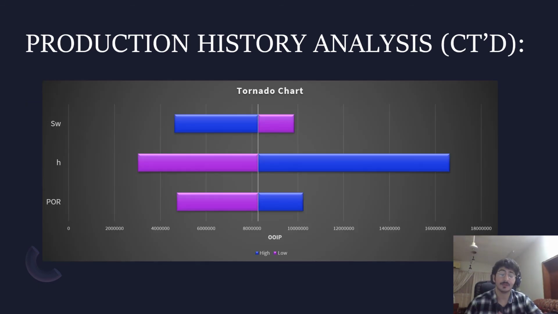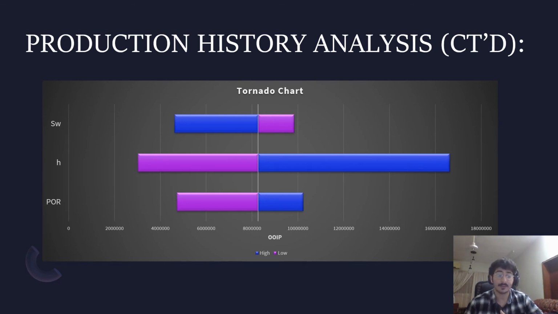In this slide, a tornado chart can be seen. Basically, we have decided to conduct a very simple sensitivity analysis using 3 parameters: the water saturation and the thickness of our reservoir alongside our porosity. Our highest hitter is the thickness of our reservoir.